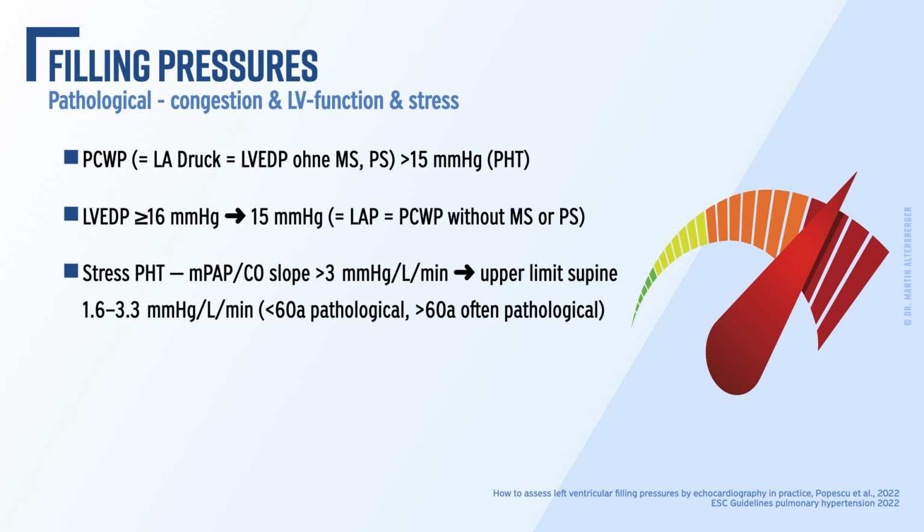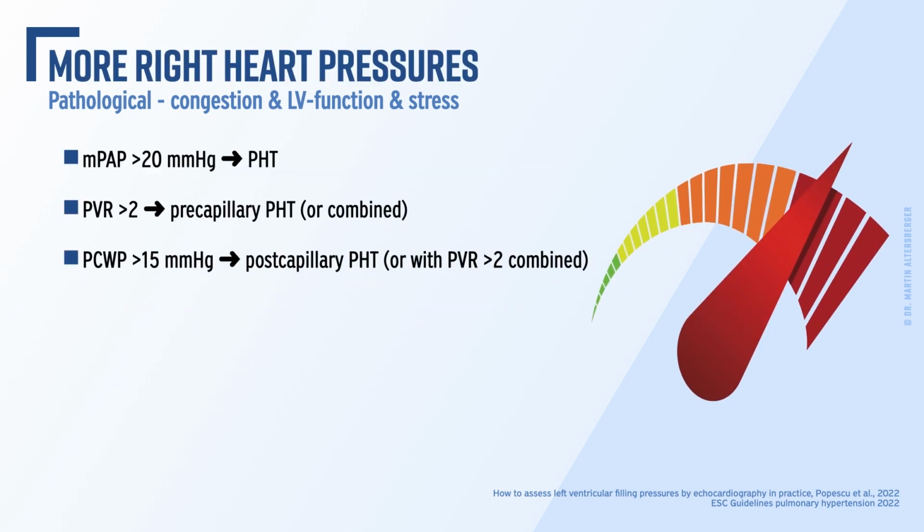Then we also have to know that there is a stress pulmonary hypertension. The stress pulmonary hypertension is defined by the mean pulmonary arterial pressure and the cardiac output slope, and there's an upper limit defined, which is pathological. So now we have some numbers. Let's continue with some more numbers.